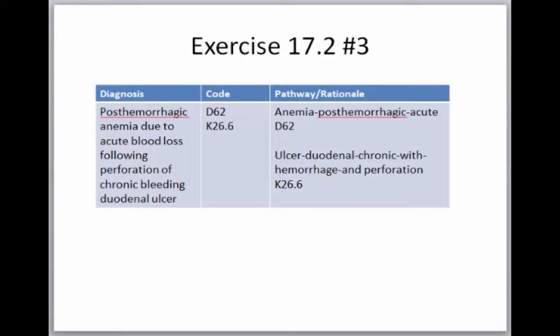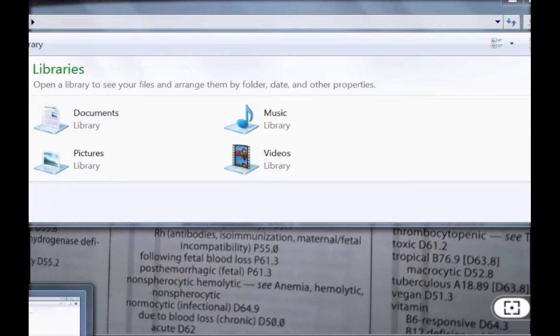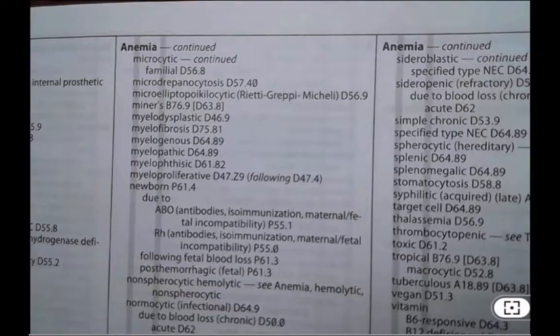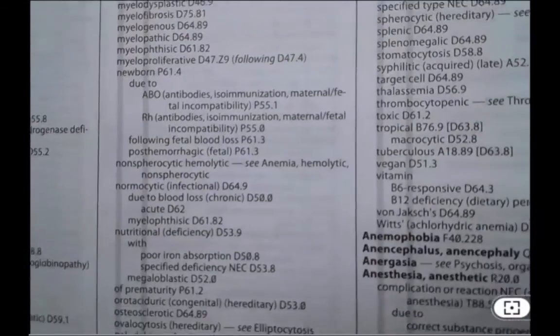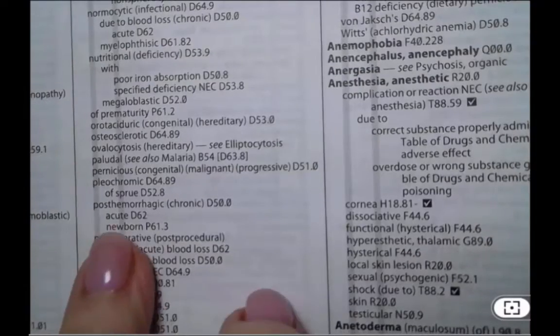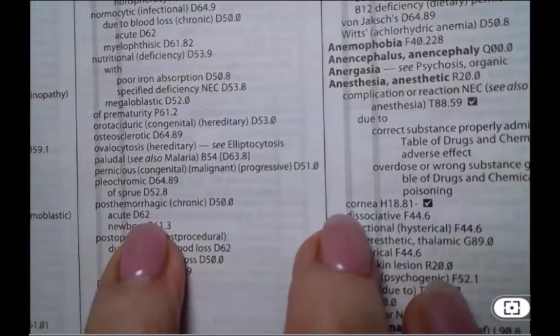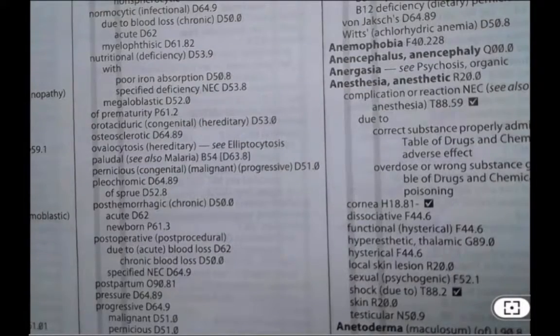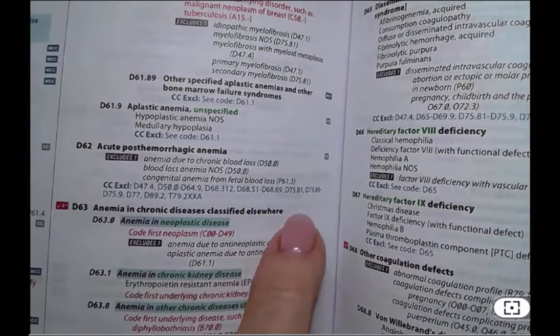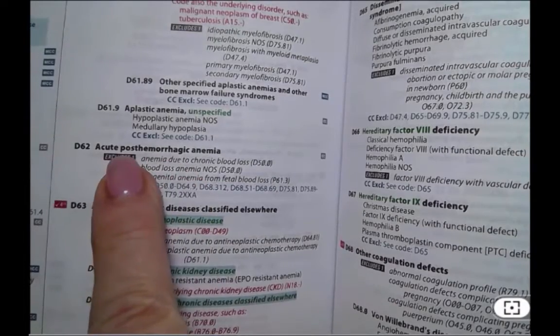Exercise 17.2 number 3, post-hemorrhagic anemia due to acute blood loss following the perforation of a chronic bleeding duodenal ulcer. So I have here on the right your pathway for how you're going to get to these codes. So let's take a look at the alphabetical index. We're in anemia. We go down to post-hemorrhagic, acute, D62. And we look up D62 in the tabular, and we see acute hemorrhagic anemia.